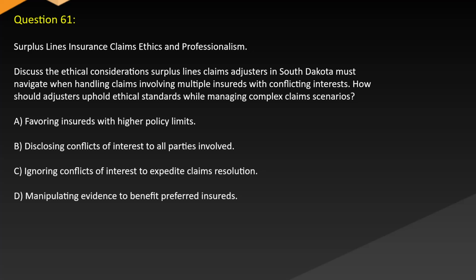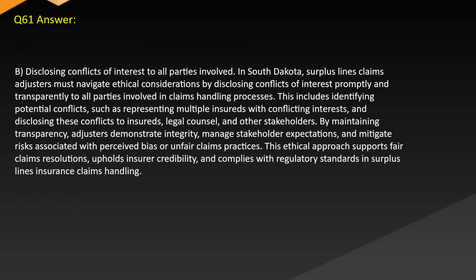A. Favoring insureds with higher policy limits. B. Disclosing conflicts of interest to all parties involved. C. Ignoring conflicts of interest to expedite claims resolution. D. Manipulating evidence to benefit preferred insureds. Answer is B. Disclosing conflicts of interest to all parties involved.